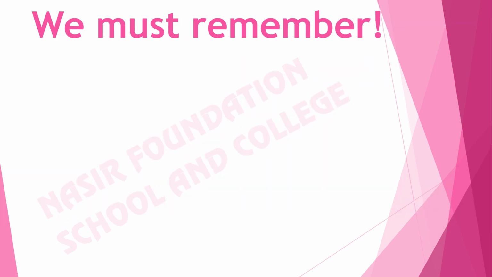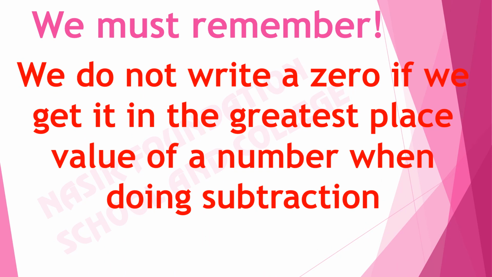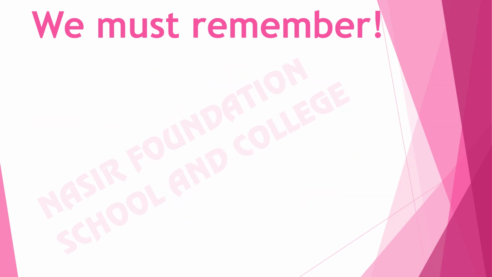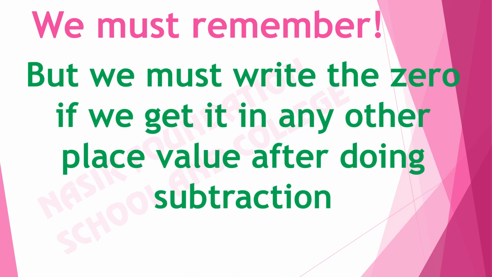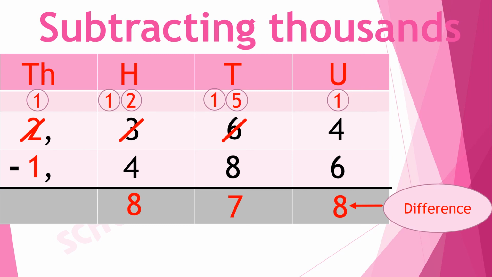We must remember that we do not write a 0 if we get it in the greatest place value of a number when doing subtraction. We must write the 0 if we get it in another place value after doing subtraction. Other than the greatest place value, if we find 0, we will write it. So, here we have the difference 878. We don't write 0 in the greatest place value.